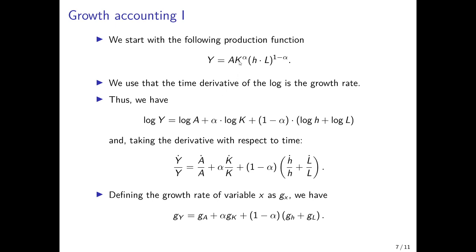plus alpha, that's the output elasticity of physical capital, times the growth rate of physical capital in production, plus 1 minus alpha, the output elasticity of human capital, multiplied by the growth rate of individual human capital, plus the growth rate of the population. So we have now decomposed growth of output into its components: growth of productivity plus growth of physical capital plus growth of human capital, basically.